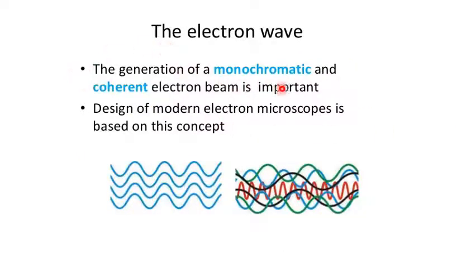For the electron wave, the generation of a monochromatic and coherent electron beam is important. The design of the modern electron microscope is based on this concept. This is a coherent beam. This is a non-coherent beam. So in electron microscopy, a monochromatic and coherent beam of electrons is used like this. And the modern electron microscope concept is based on this monochromatic and coherent beam of electrons.